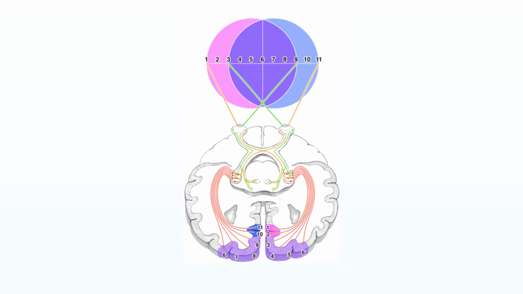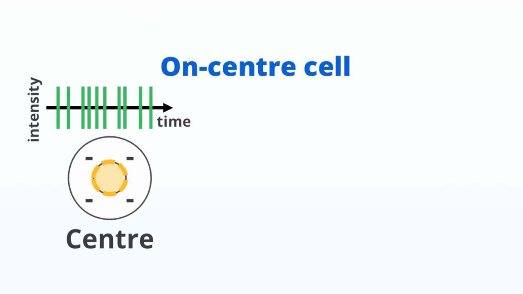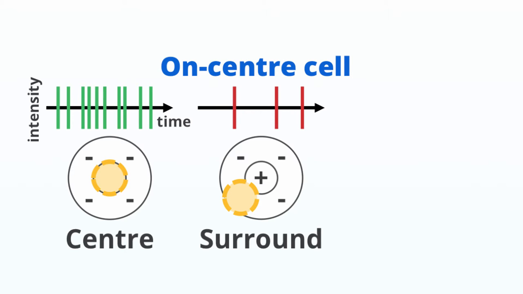Receptive fields contain either inhibitory or excitatory centers with surrounding areas that are the opposite. When a spot of light is shined on the center of an on-center ganglion cell, the neuron's firing rate increases, while firing decreases when a spot of light is shone on the surrounding area. The off-center cell acts in the opposite way.